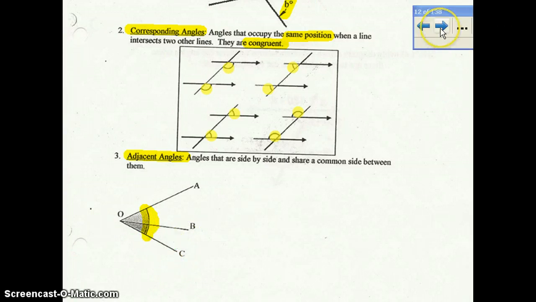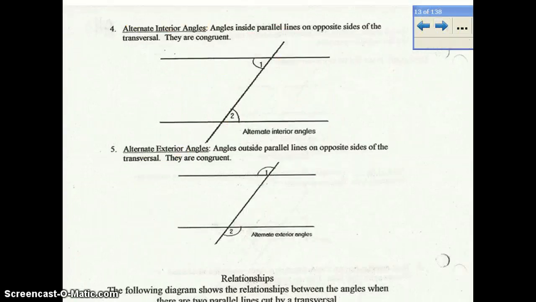Turn to the last page of your notes. The next kind of angles we're going to talk about are alternate interior angles. It's called alternate because they're on alternate sides of the transversal, so opposite sides of the transversal, and they're called interior because they are inside of the parallel lines. They are always congruent to each other. And they also always form the letter Z or a backwards letter Z.